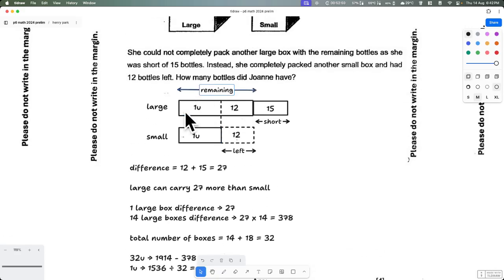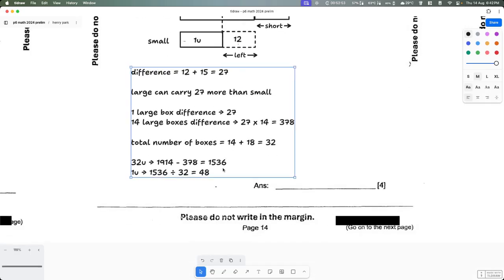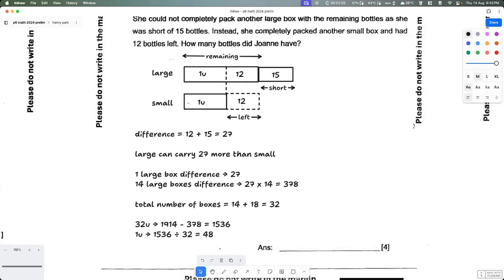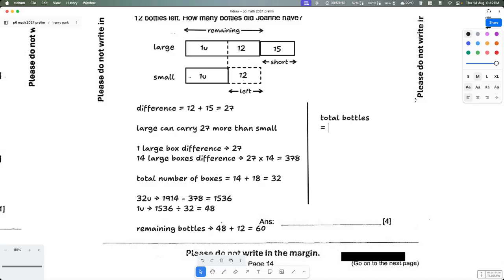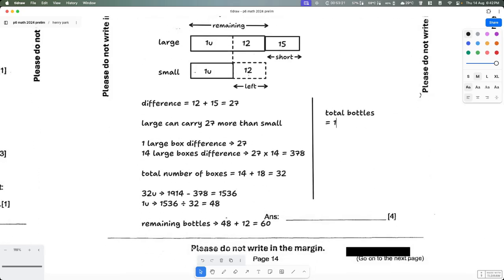So 1 unit over here can contain 48. We know the remaining is 1 unit plus 12. The question says, how many bottles did Joanne have? So remaining bottles is equal to 1 unit, which is 48, plus 12, equal to 60. Total bottles is 1914 plus the remaining 60, which will give you 1974. And that's your answer, 1974.